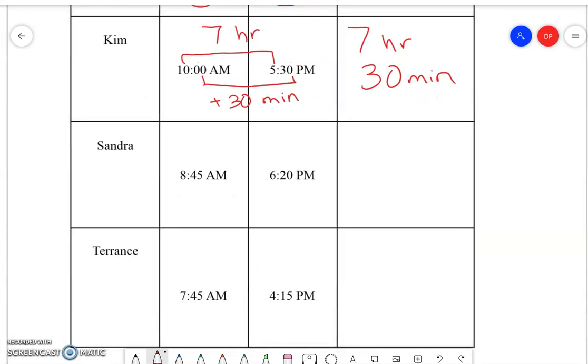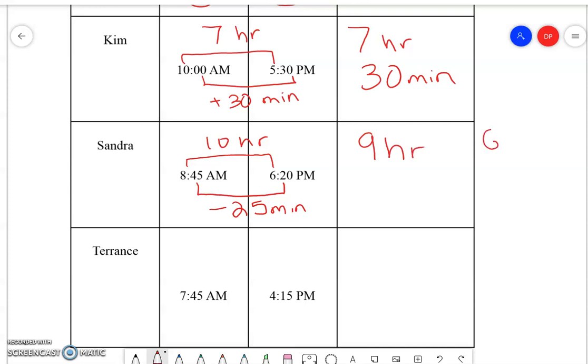Now, this is a pretty long shift she's got from 8 to 6. That's actually going to be 10 hours. But here's where it gets a little tricky. From 45 to get to 20. In order to go from 45 to 20, I have to take away 25 minutes. So this is really saying 25 minutes less than 10 hours. So if I'm 25 minutes less than 10 hours, I'm not at the full 10 hours. So less than 10 hours is going to be 9 hours.